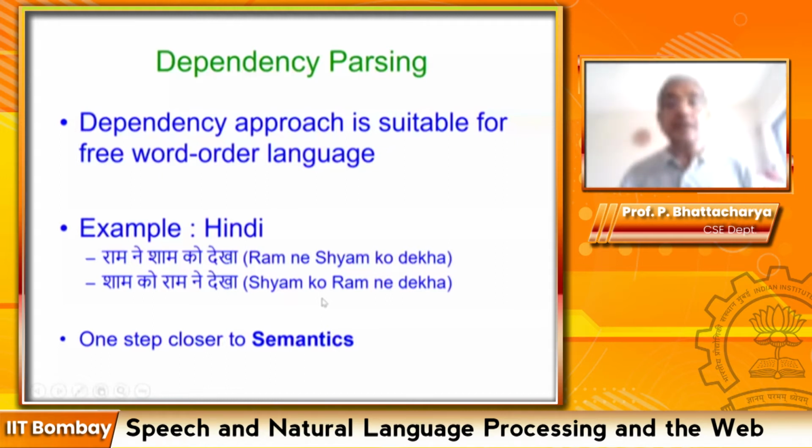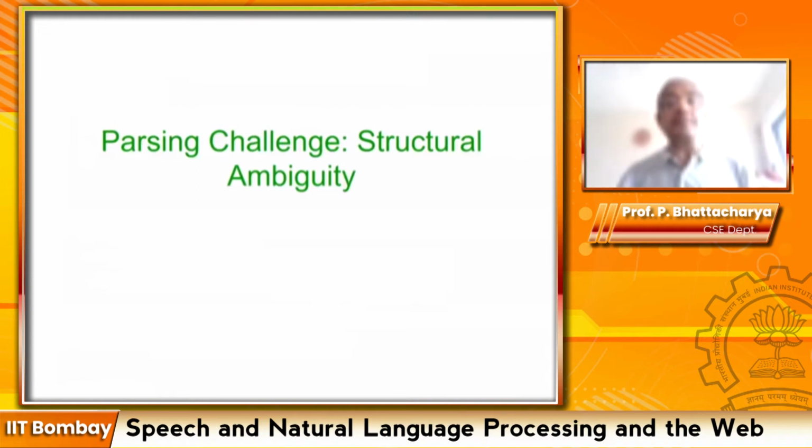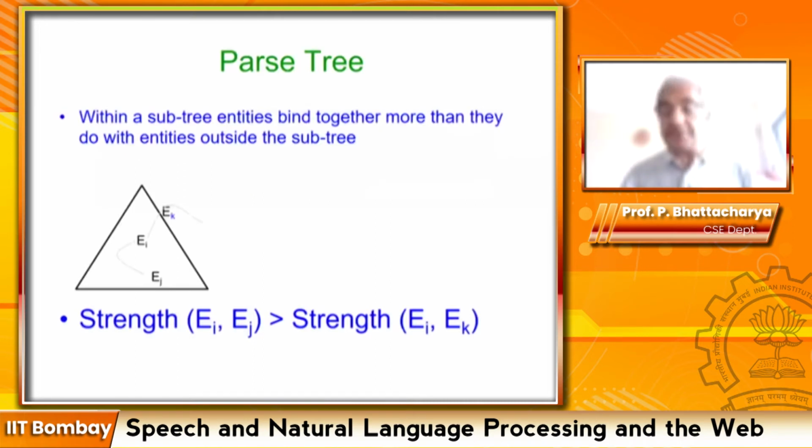Proceeding further, what is challenging about parsing? So we understood the importance of parsing. It is required to group entities and find relationships between them. What is the actual challenge of parsing? Okay, why is it not a trivial and easy problem? The reason for that is what is called structural ambiguity. Now, structural ambiguity means it produces multiple parse trees.